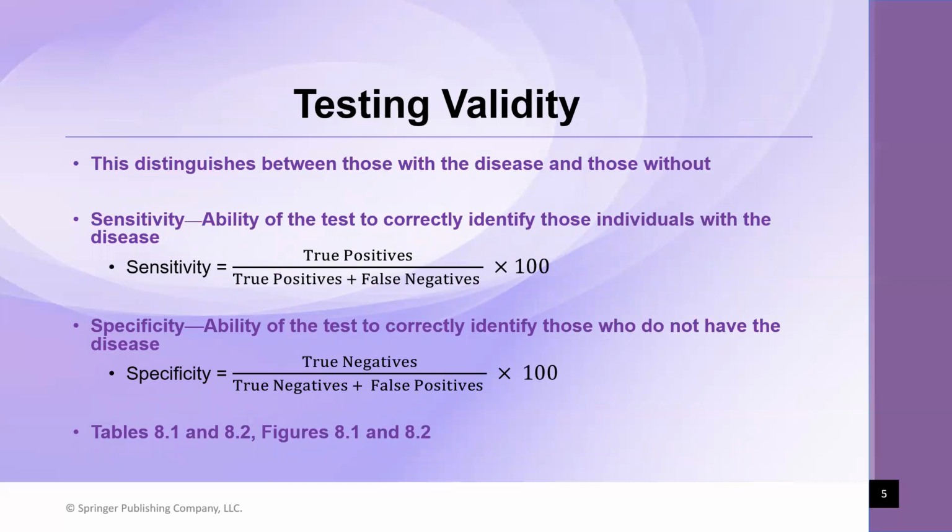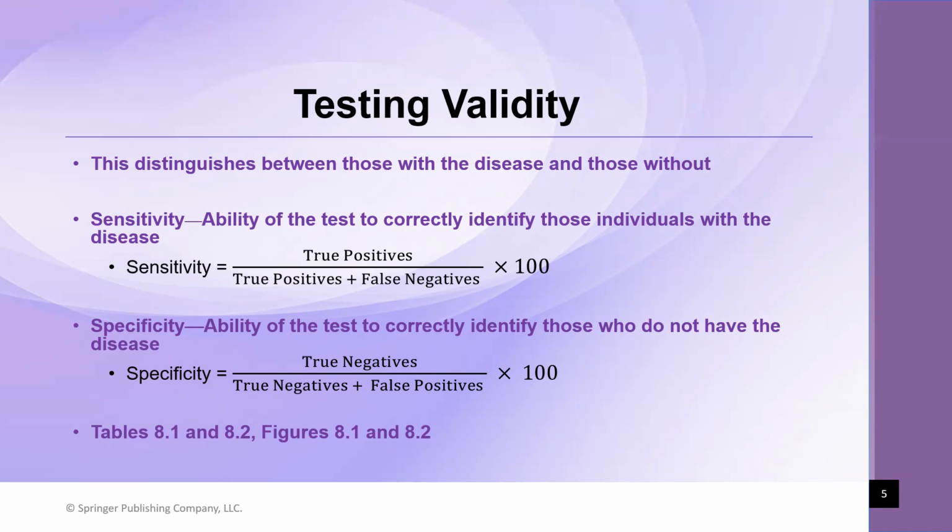When we're talking about testing validity, we're talking about a valid test that has the ability to detect the disease or health condition that it was meant to measure. Validity distinguishes between those with disease and those who do not have it. So if we're doing a test for colon cancer, we want to make sure that test actually tests for colon cancer and not for something like diabetes. We want what we're testing for to be what we are actually testing for.